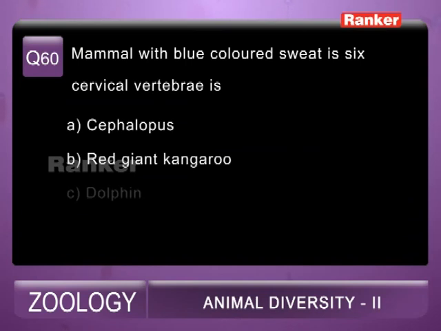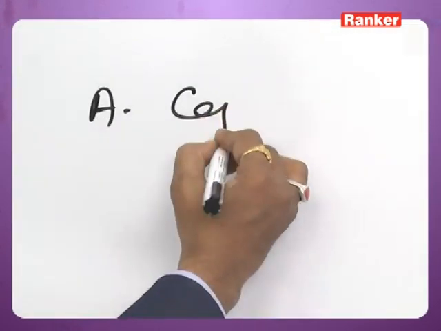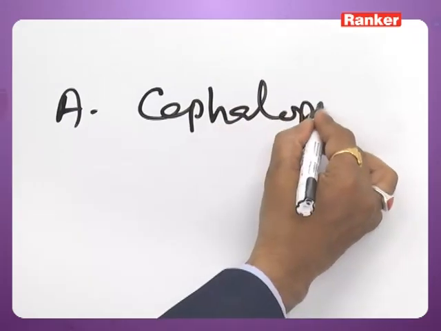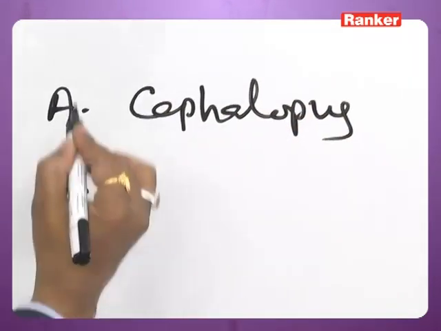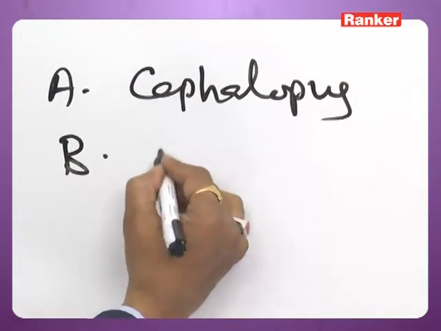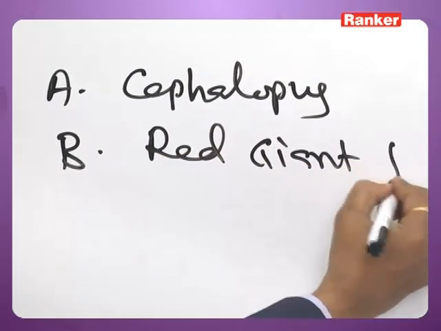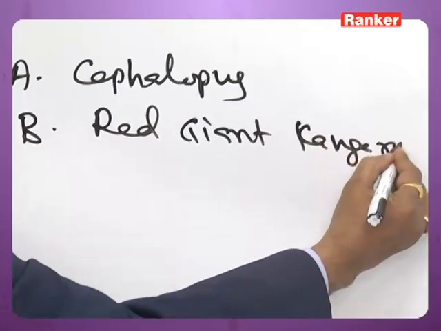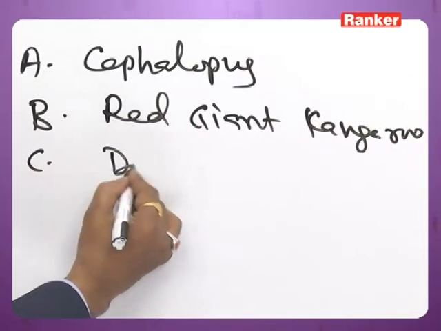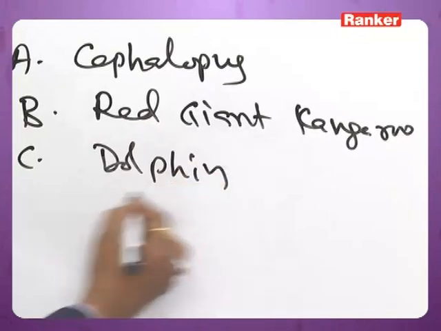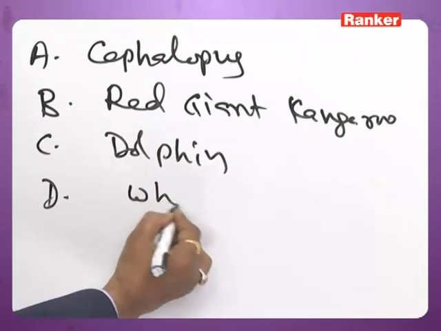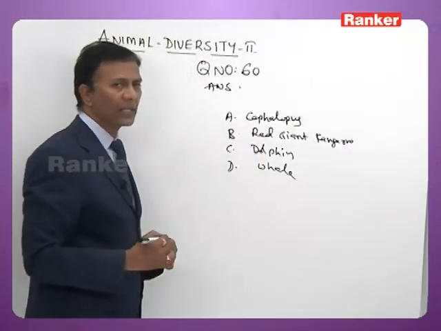Here is the 60th question. The mammal with blue colored sweat is: A. Cephalopus, B. red giant kangaroo, C. Dolphin, D. Whale. So these are the options.